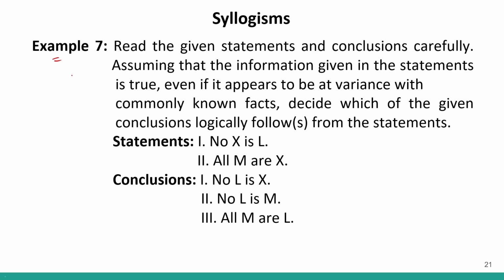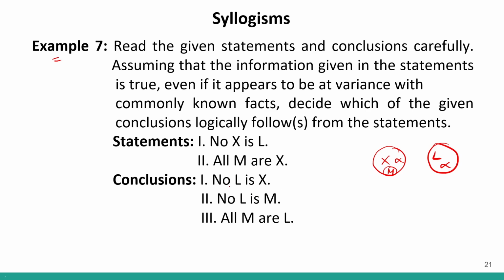Moving on to example number 7. Example number 7, 2 statements, 3 conclusions. We have to tell which one will follow, which one will not. Statement 1 is no X is L. That means X and L will not overlap. Correct? X and L are separate entities. All M are X. So, within X, we will have a subset of M. All M is a part of X. So, this will be my diagram.